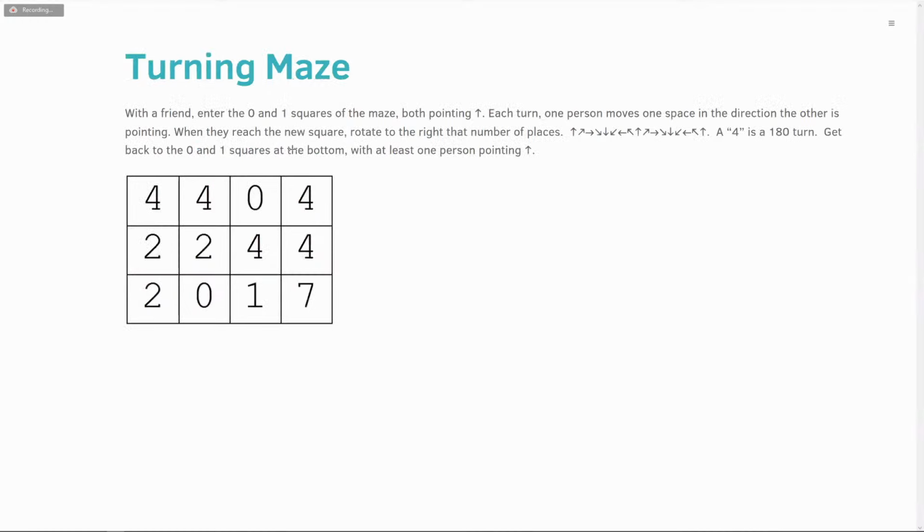Here's a different type of maze I developed. You basically have 2 people starting at the bottom here facing up. One of them travels in the direction the other one is facing, and then as they land on a number, they have to make a series of turns that many places. So if they landed on a four, they would basically do a U-turn. And both of them need to get back to the starting position, and at least one of them needs to be pointing up. This is a very, very complicated maze based on its size.